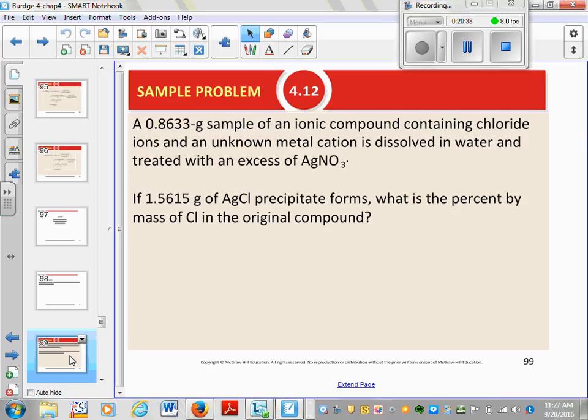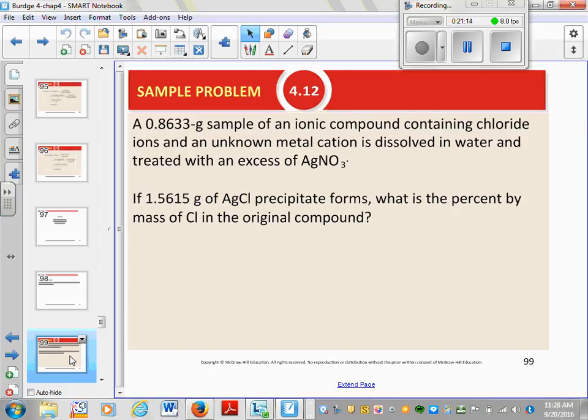Well, here's a sample of silver chloride. Where did all this chlorine come from? It came from the metal, right? So we just have to figure out how much of this weight, the 1.5615, is chlorine. How do we do that? Not quite. How much of silver chloride is chlorine? What percentage of silver chloride is chlorine?